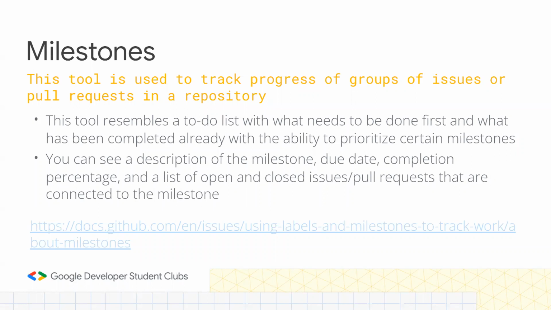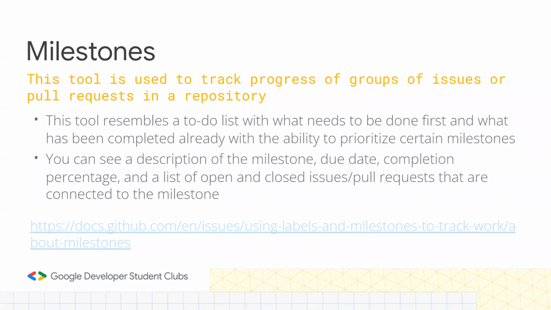The next topic that we'll also go over briefly is milestones. This tool is used to track progress of groups of issues or pull requests in a repository. It very much resembles a to-do list, like how you saw in projects, but it allows you to see what needs to be done first and what has also been completed, with the ability of prioritizing certain things.